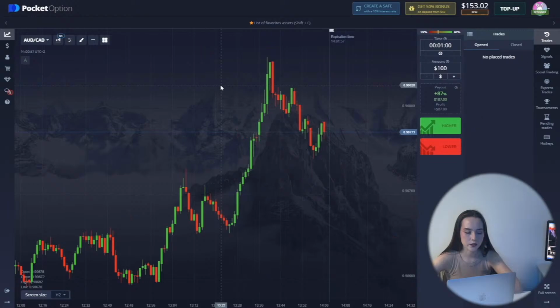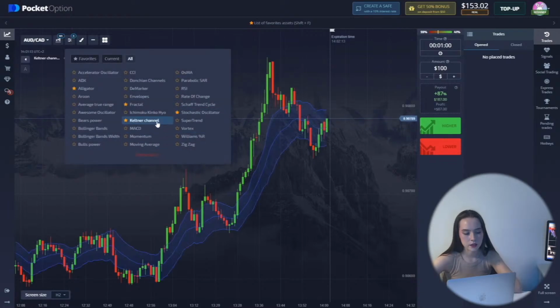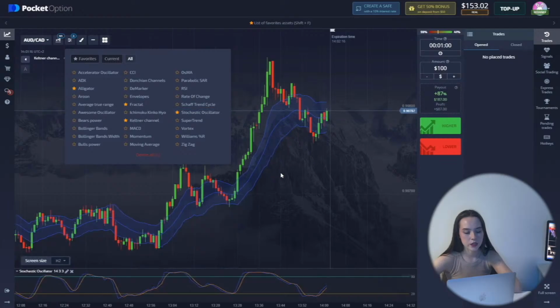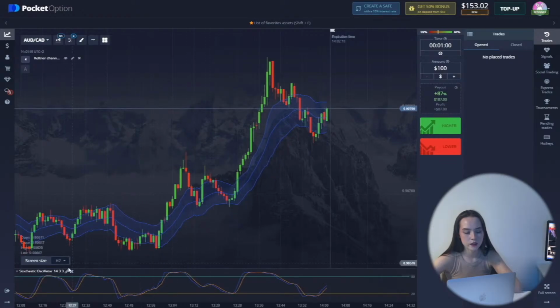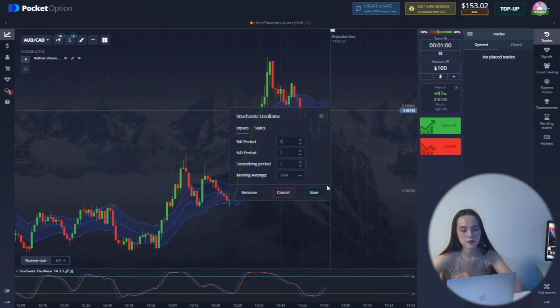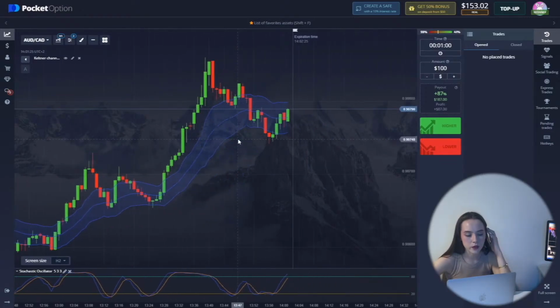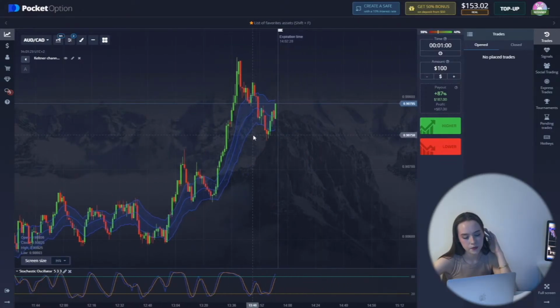We have $153 on our balance. I'll open deals for $100 or $200. I'll add the indicators I need right away: Keltner channel, stochastic oscillator, and I'll set a period of 5 on the stochastic. These indicator and oscillator are well combined with each other. Together they produce a good result.